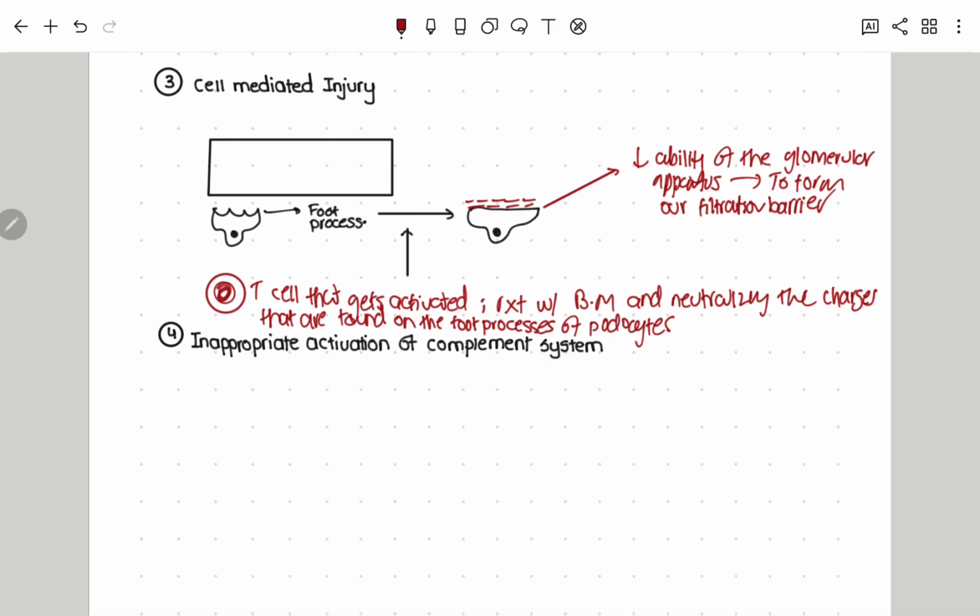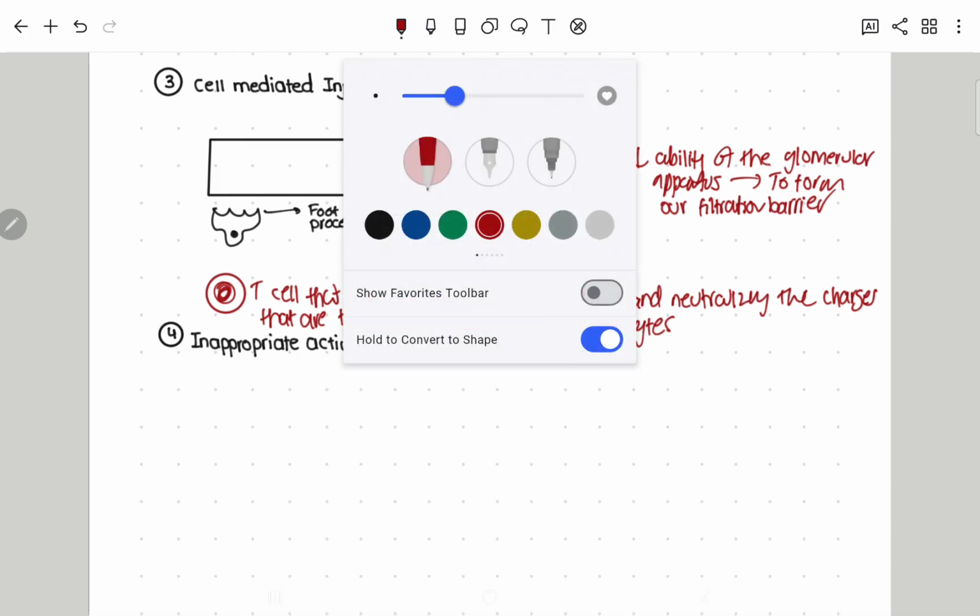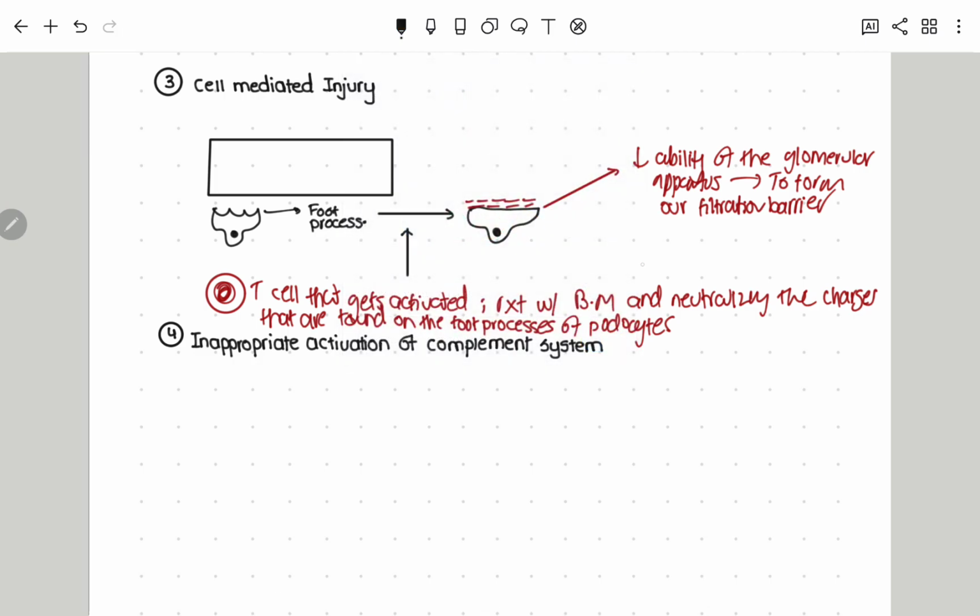So that is how cell-mediated injury takes place, and one thing that can benefit you from remembering is that this activation of T cells is normally precipitated by an infection, and this normally may be an upper respiratory tract infection or also can be a UTI as well. So activation of T cells is initiated in response to an infection.